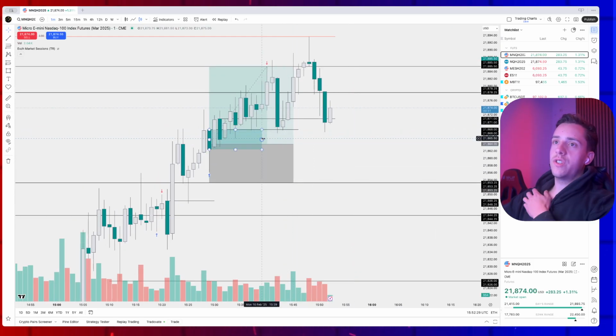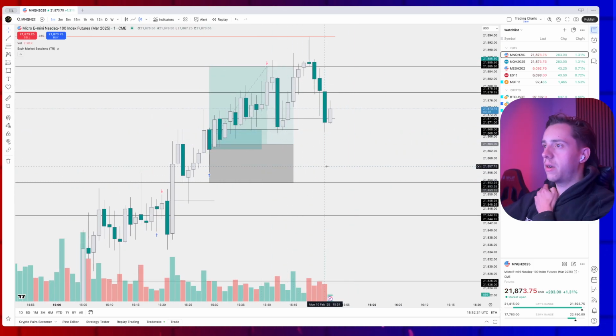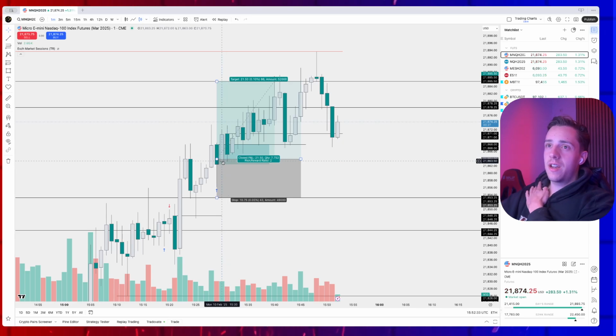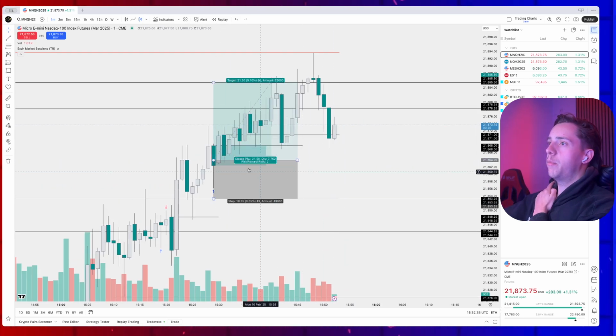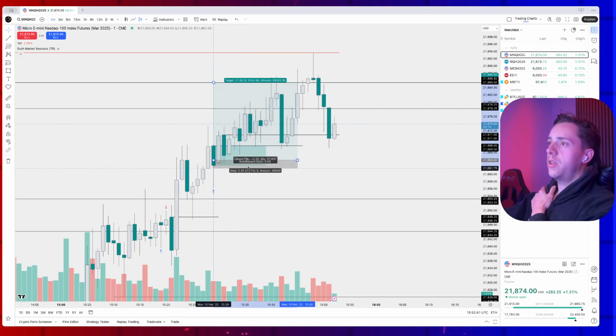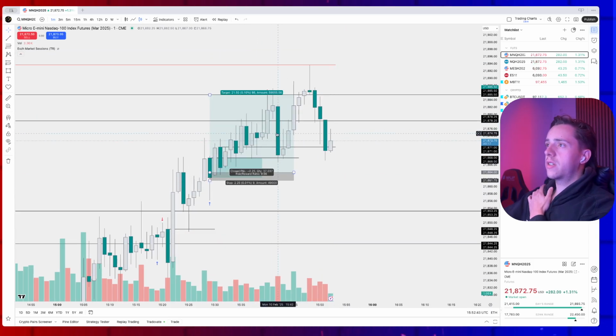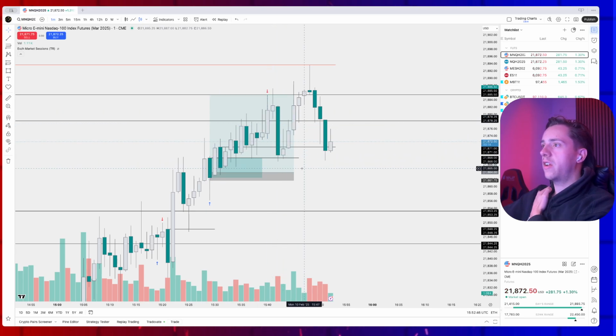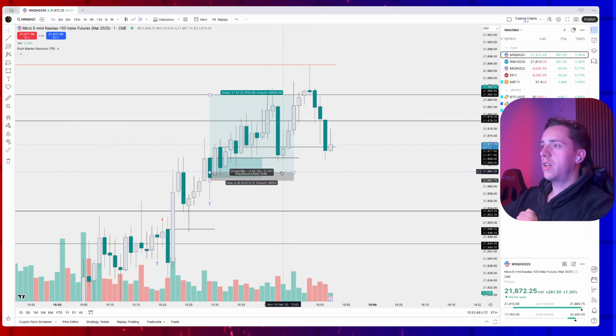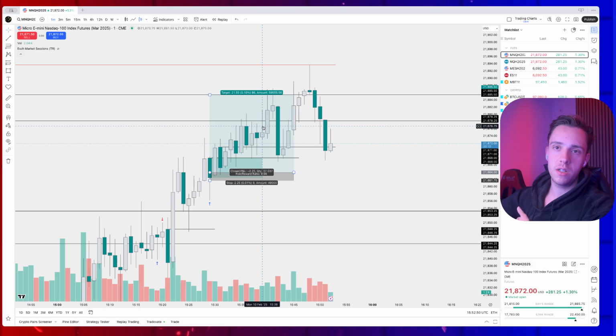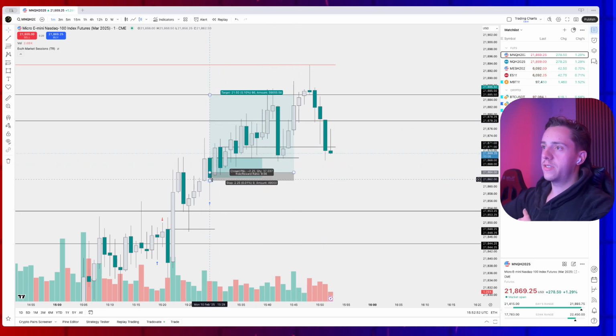Because this was not a setup that I was really confident in, as soon as I saw these breaks of structure, I saw this. As soon as we hit this level, I decided to move my stop loss down here. So this is now $40 risk. As soon as we closed this candle, I said, okay, I'm going to move it to break even. And it is what it is. If it hits TP, it hits TP. If it doesn't hit, then it doesn't hit.